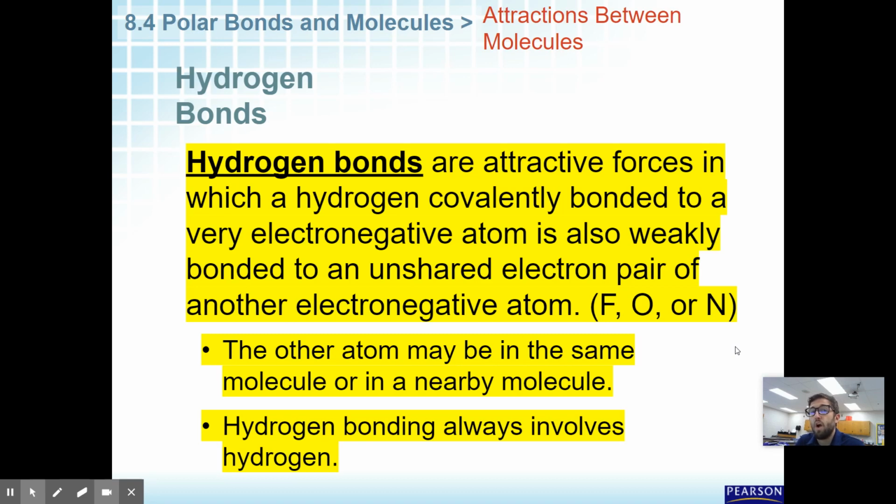So there are three elements that make up a hydrogen bond: F-O-N, fun, fawn, however you want to pronounce it. That's what we used to memorize it. So only three elements produce hydrogen bonding: F, O, and N.